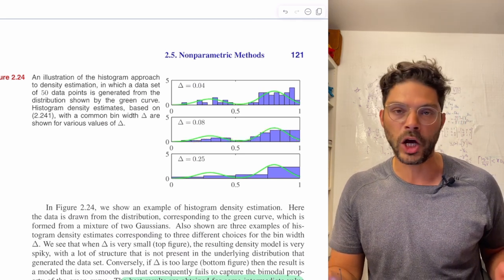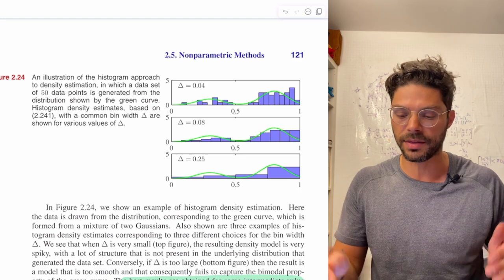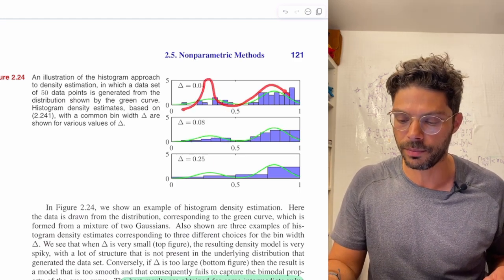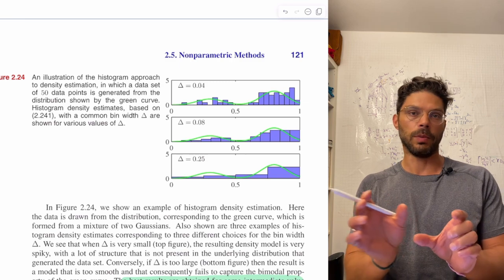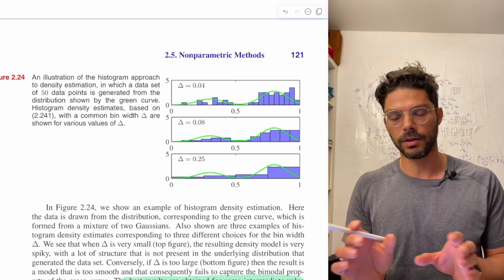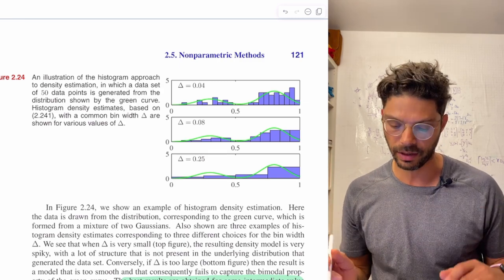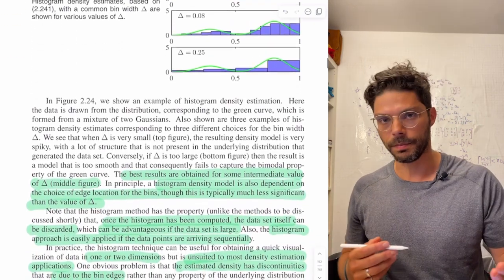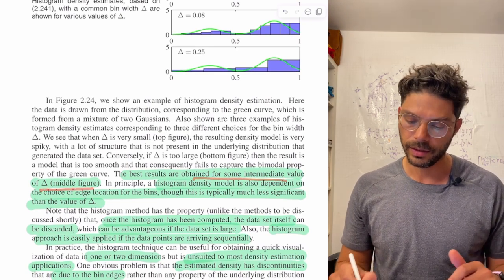But again, in this particular case, I think it's because the widths of these two modes are about the same. You can imagine if one mode was really thin and another mode was really wide, then you might not find the best fixed width. You might want to adjust the bin widths or whatever. But it's just one of those games you have to play. So yeah, it just talks about there's a good one, there's a bad one, but the best results are obtained for some intermediate value of delta.